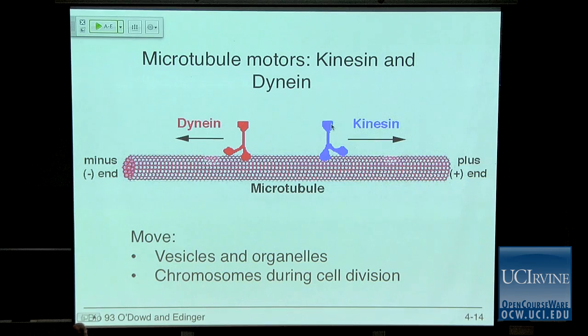Kinesin is moving toward the plus end, dynein toward the minus end, and they're moving vesicles and organelles, so mitochondria are being moved back and forth, vesicles, also chromosomes during cell division. Important point though is kinesin's always moving toward the plus end, dynein always toward the minus end.